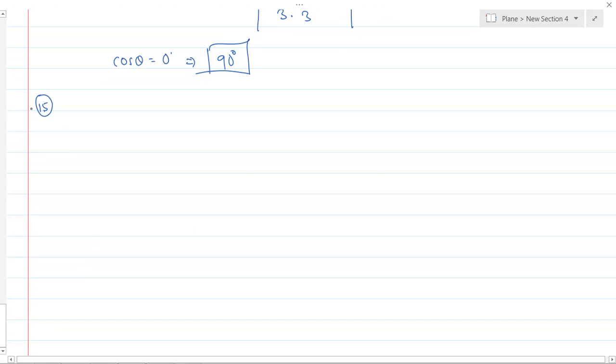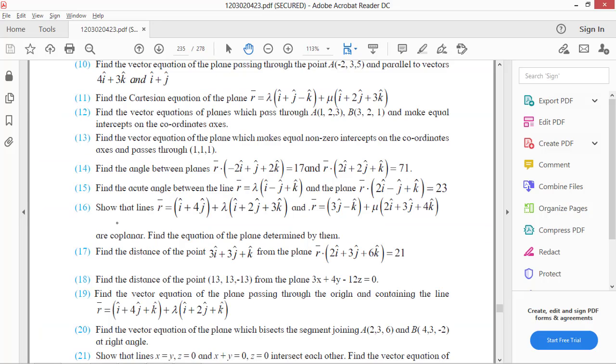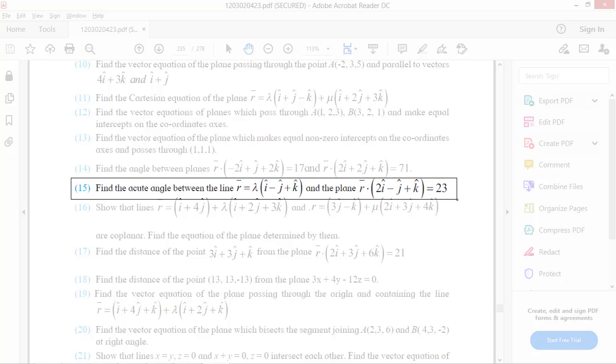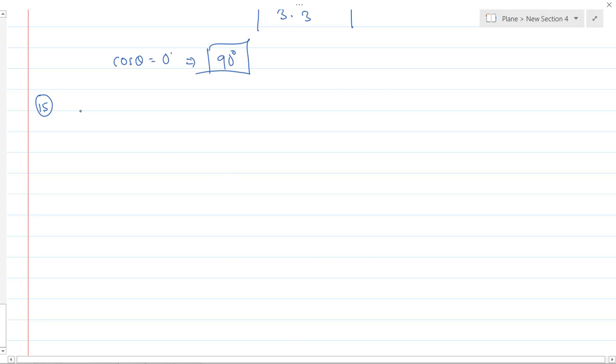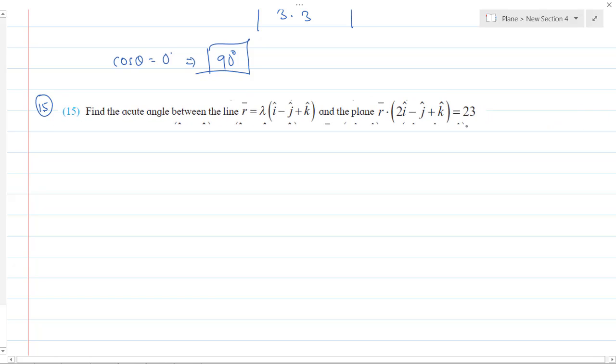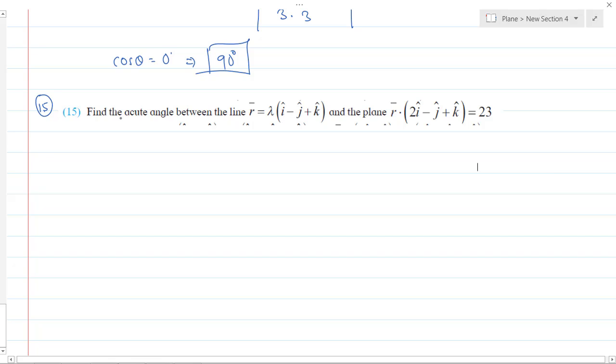Now let's start question number 15. Let's take the statement. Find the acute angle between the line and plane. That's great. This is the second form I was talking about.